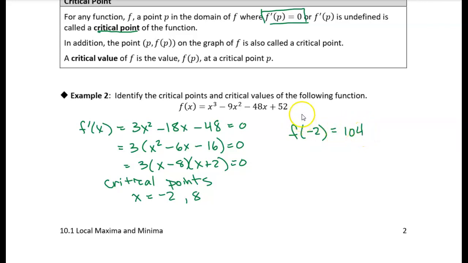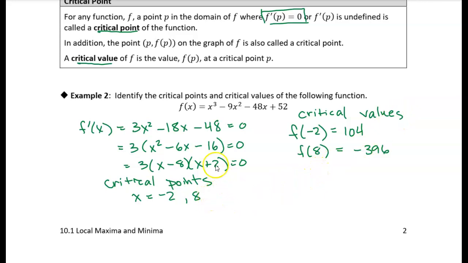All right, this is considered a critical value. All right, so that's what I have here. It's the value of the function at the critical point. Okay, so again, I can find another critical value by evaluating the original function at 8, and I get negative 396. Okay, so those are considered critical values.